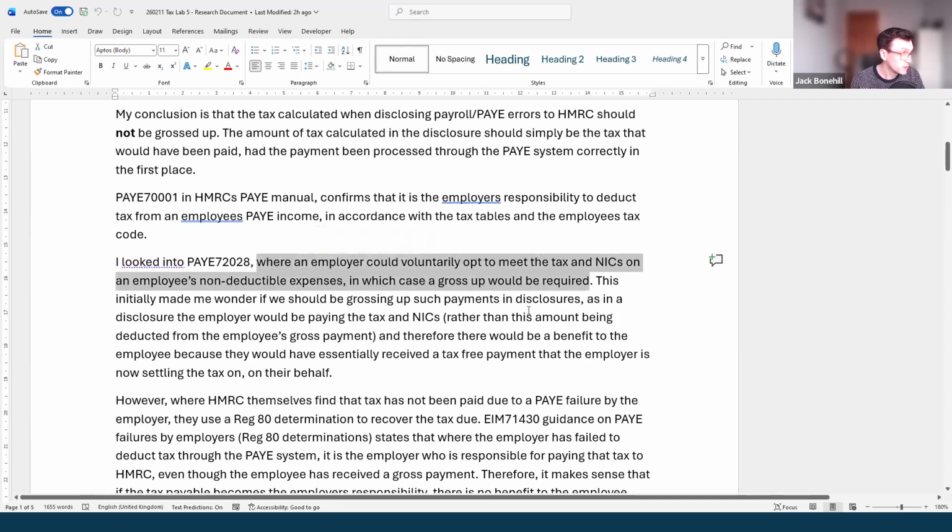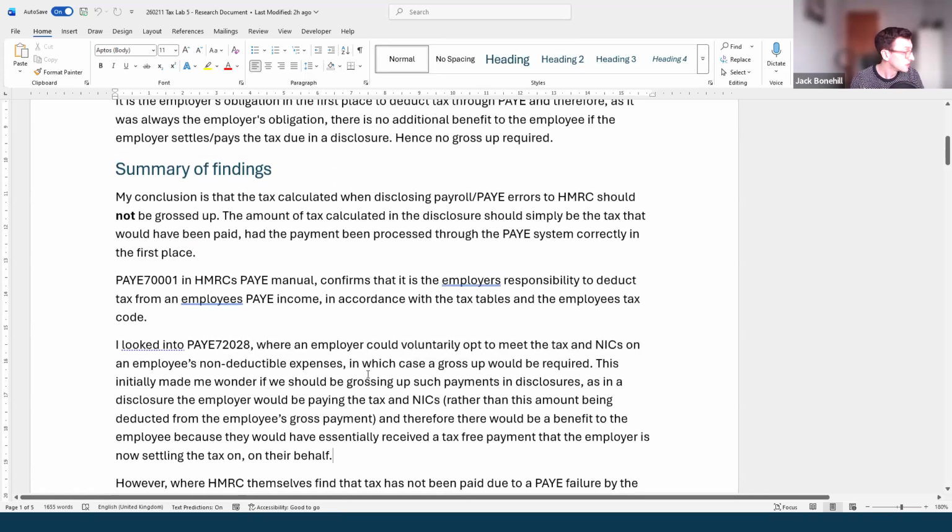Which says where an employer could voluntarily opt to meet the tax NICs on an employee's non-deductible expenses, in which case a gross up is required. This initially made me wonder if we should be grossing up such payments in disclosures, as in a disclosure, the employer would be paying the tax and NICs rather than this amount being deducted from the employee's gross payments. And therefore, there would be a benefit to the employee because they would have essentially received a tax-free payment that the employer is now settling on their behalf.